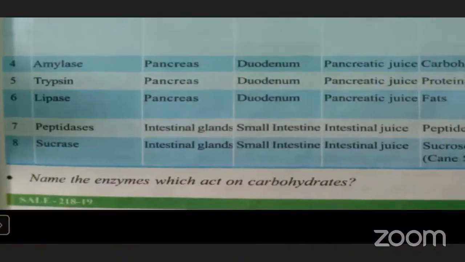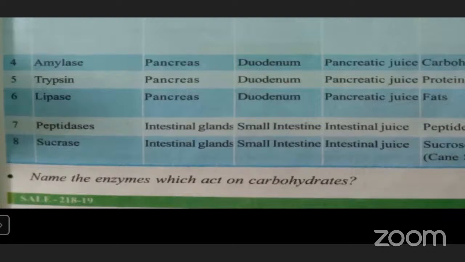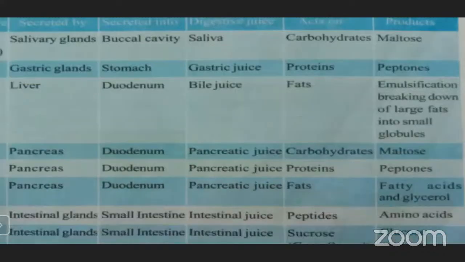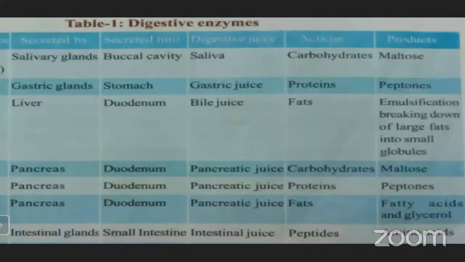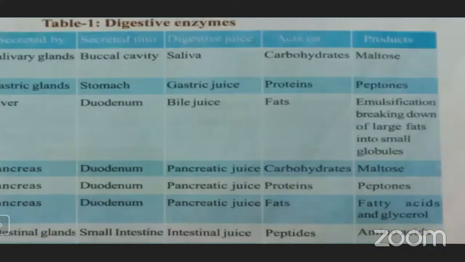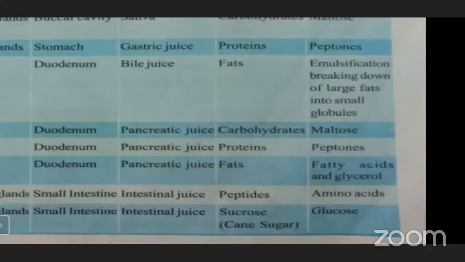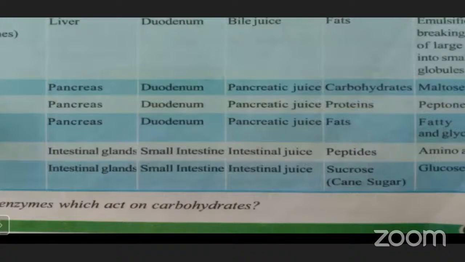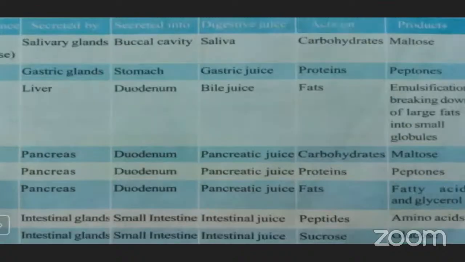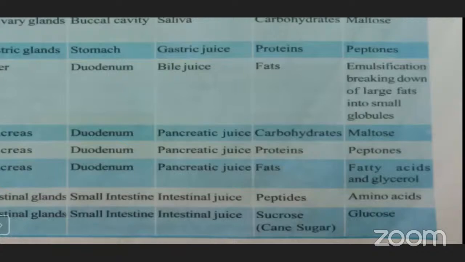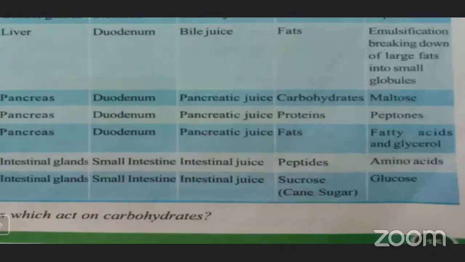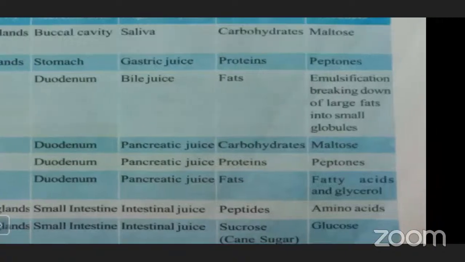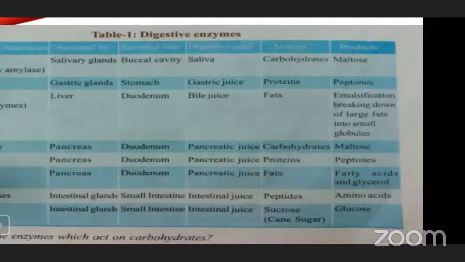So peptidases, next one, come from the intestinal glands in the small intestine. They are secreted into the small intestine, the juice is intestinal juice, and it acts on peptides and the products are amino acids. Intestinal glands also secrete enzymes that act on sucrose, a sugar, and the product is glucose.